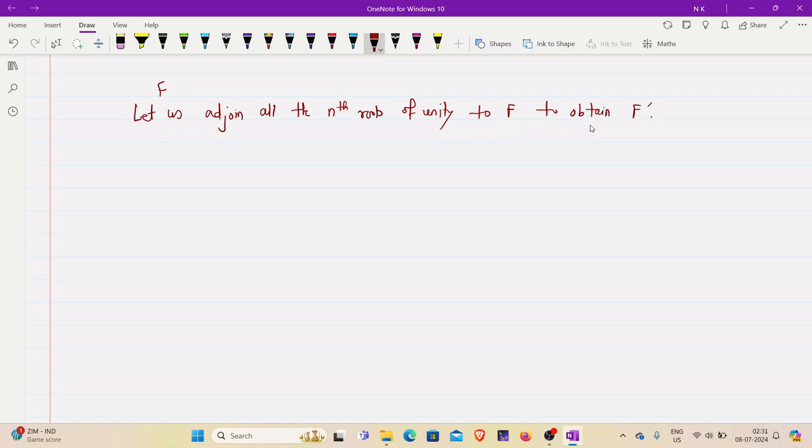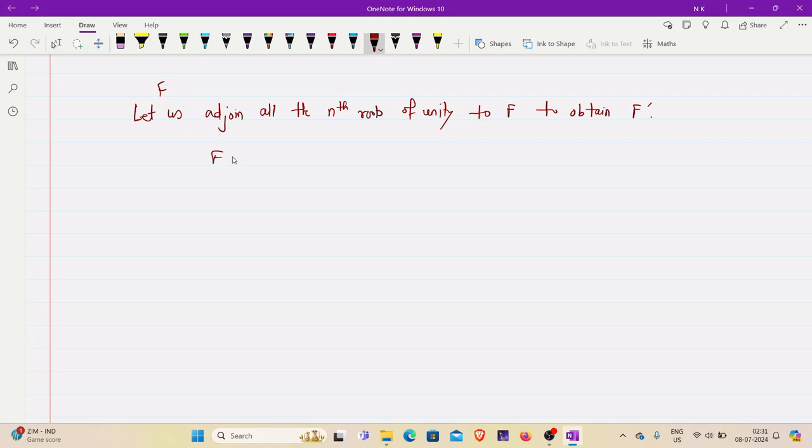Now keep in mind that F dash contains all the nth roots of unity, so it's going to be a Galois extension, because it is going to be the splitting field of some separable polynomial, and we have discussed this idea in the previous part also. Now we will take the composite of this Galois extension F dash with K. K is also a root extension. So we have a sequence of fields, and we will take the composite of that sequence of fields with F dash. We will have something like this.